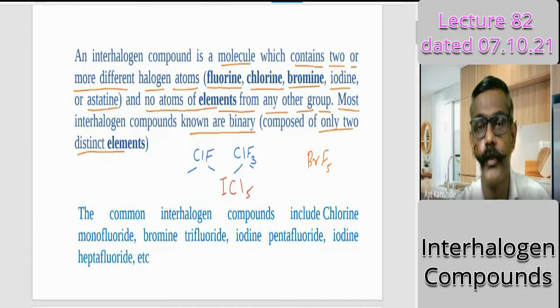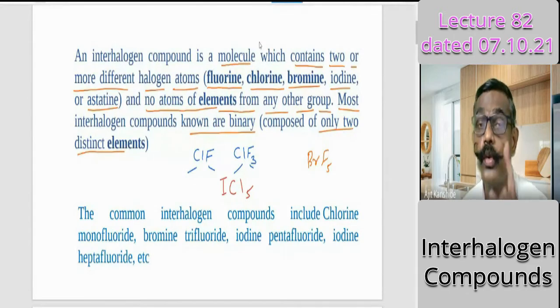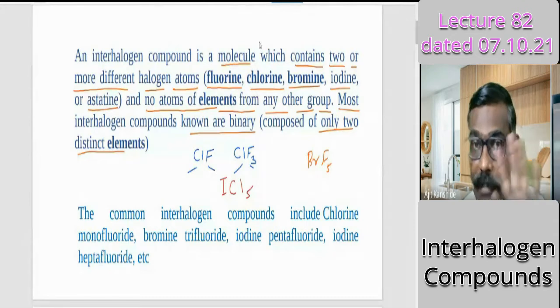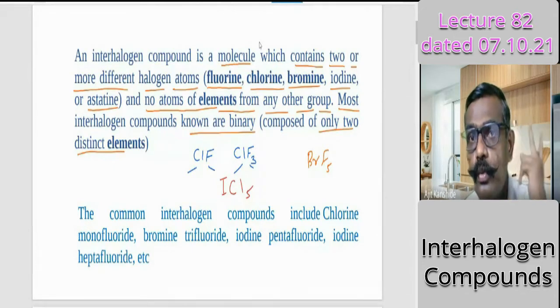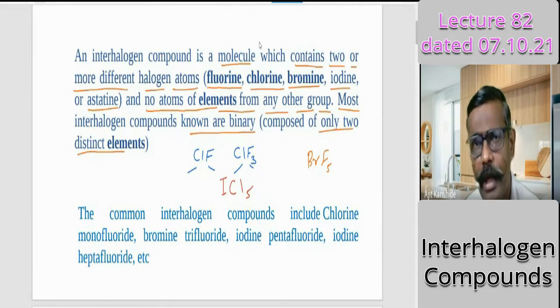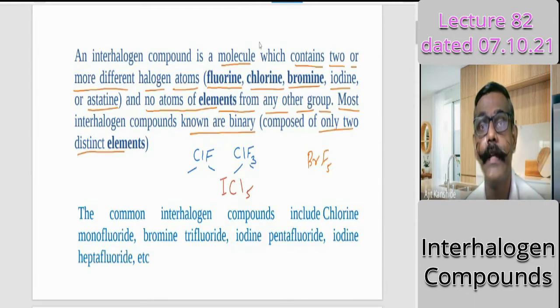Just wait, Chetan. In such compounds where two halogens are involved, the number of atoms may be different, but the types of halogens will be two. Only halogens combine with each other. No other element, no hydrogen, no nitrogen, no carbon is in these compounds. Such compounds are called interhalogen compounds.